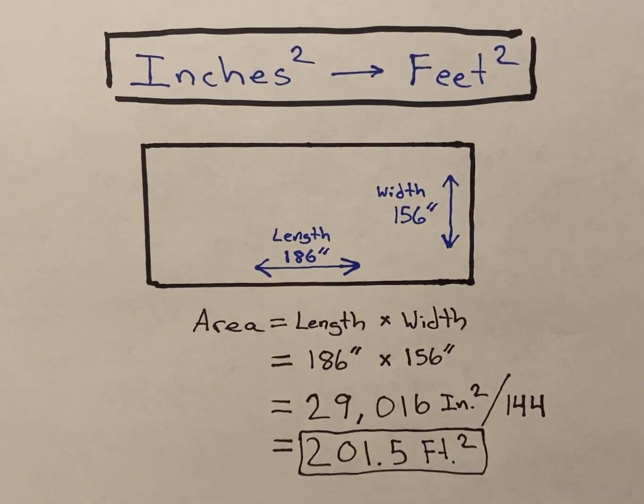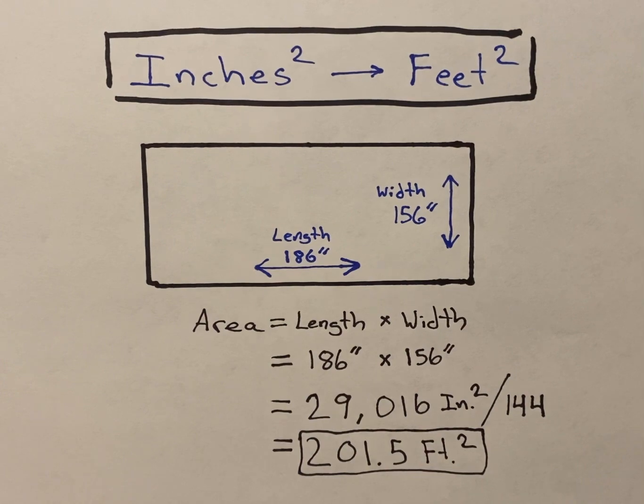You're going to take that, you're going to measure it in square inches. So you're going to do length times width, and it doesn't matter what you call length or width. When you multiply, you're multiplying two numbers together. It doesn't matter what order you put them in. So you're just going to multiply 186 by 156 inches. And that's going to give you 29,016 square inches.